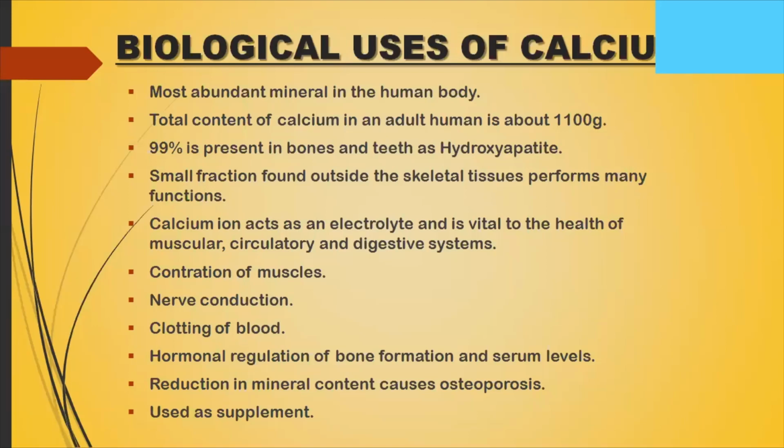It is the most abundant mineral in the human body. The total content of calcium in an adult human being is around 1100 grams, 1.1 kg. 99% is present in bones, teeth as hydroxyapatite, and a small fraction found outside the skeletal muscles like heart. Calcium ion acts as an electrolyte and is vital to the health of muscular, circulatory and digestive systems.